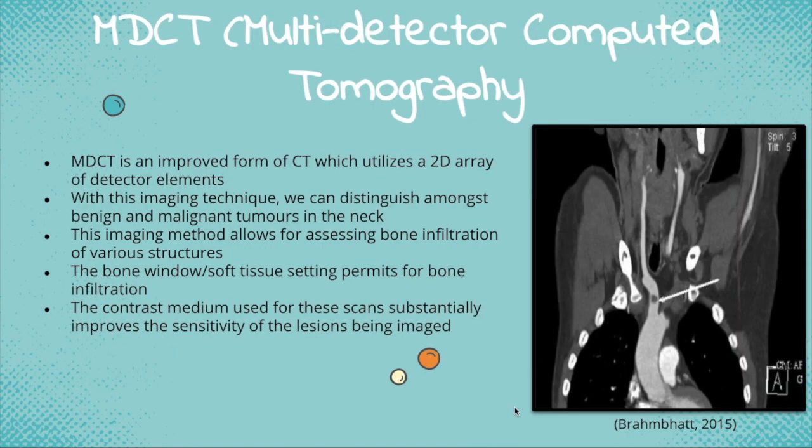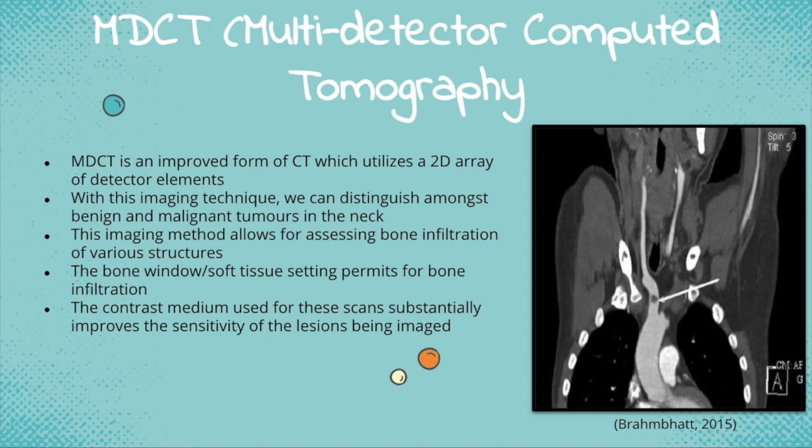Another advancement is MDCT, which is known as multi-detector computed tomography. MDCT is an improved form of CT which utilizes a 2D array of detector elements. With this imaging technique, we can distinguish between benign and malignant tumors in the neck. This imaging method allows for assessing bone infiltration of various structures. The bone window/soft tissue setting permits assessment of bone infiltration. The contrast medium used for these scans substantially improves the sensitivity for the lesions being imaged.